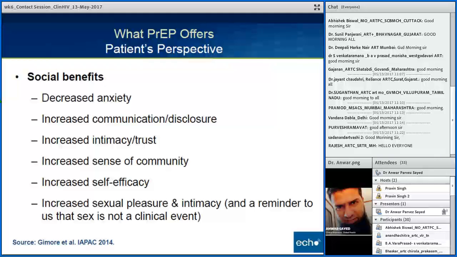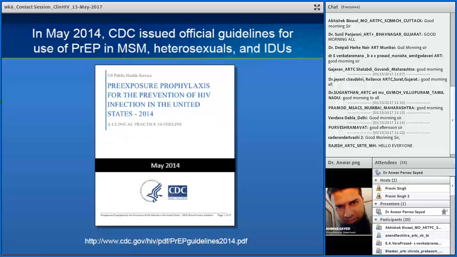Then also it increased the communication and it made the disclosure easier for a person who is HIV positive, because then you have something to offer to the HIV negative person to remain HIV negative. And it also added to increased self-efficacy, intimacy, and also pleasure. Because again, if a person does not have that anxiety of acquiring HIV infection and always has that feeling of protection, then it is definitely going to help the person who is HIV negative.